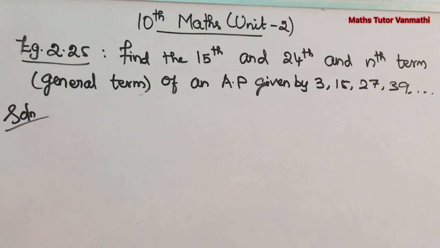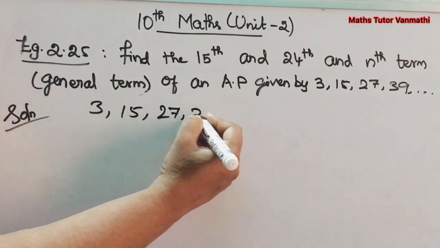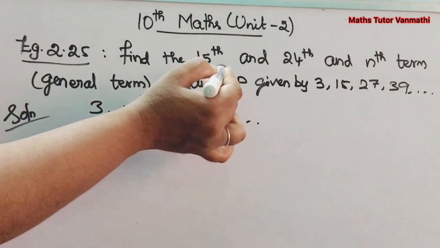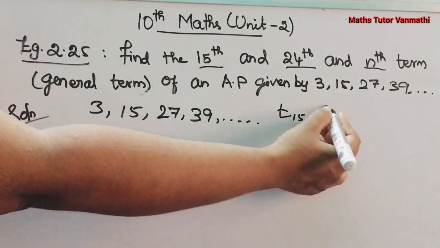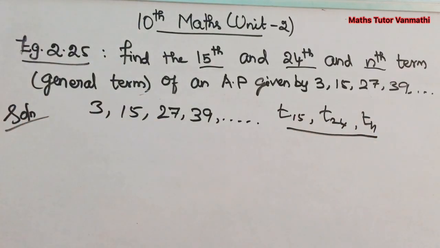Example 2.25. Find the 15th, 24th and nth term, that is your general term, of an arithmetic progression given by 3, 15, 27, 39, etc. Okay, what have they given? They have given one sequence 3, 15, 27, 39, etc. And we are going to find the 15th term, 24th term and nth term, that is your T15, T24, Tn. These are the things we are going to find.